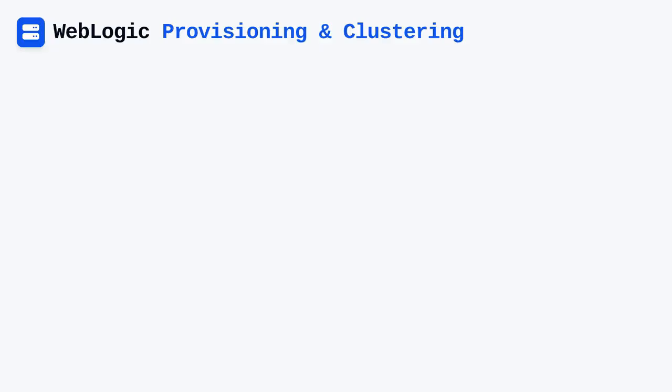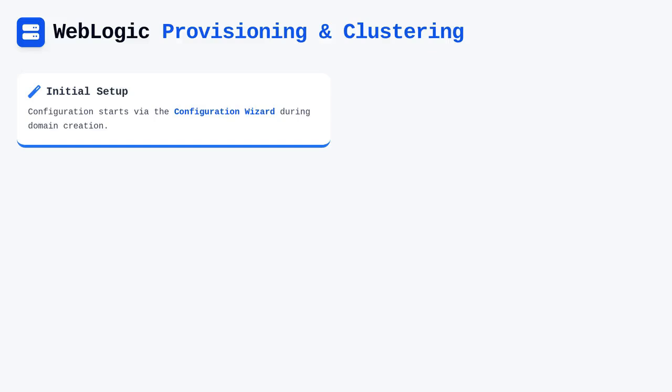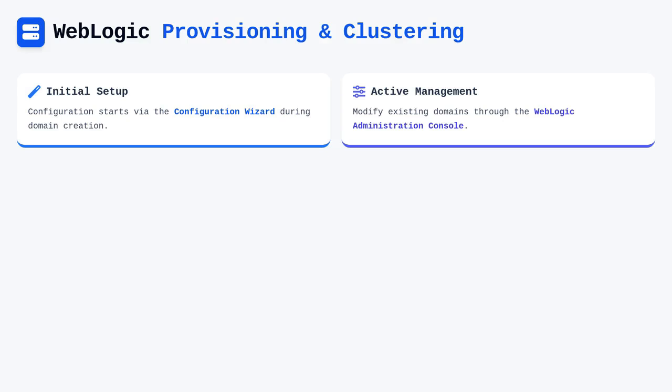The actual provisioning process usually begins within the configuration wizard when we initially set up the domain, though it is just as common to modify an existing domain via the WebLogic administration console. Once you have navigated to the environment section in the management interface, you can designate specific managed servers to be members of your cluster. A crucial aspect here is the concept of application targeting, where we define exactly which deployed components will run on which servers within our cluster architecture.